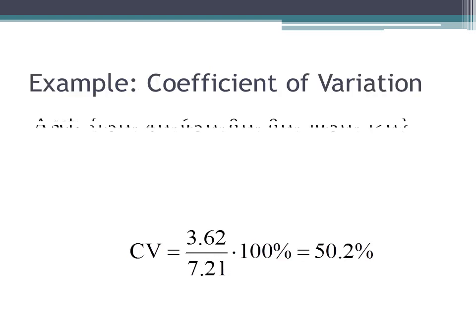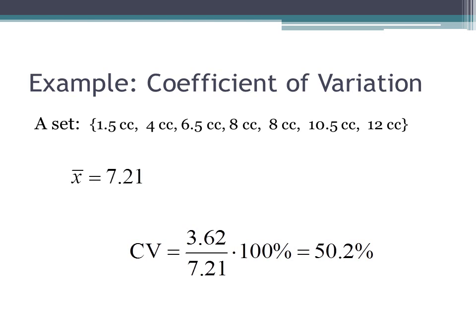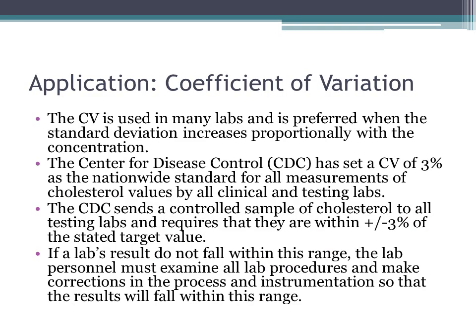As an example, if we go back to our data set, our past calculations, we found the mean to be 7.21 and standard deviation is 3.62. So our coefficient of variation is the ratio of the standard deviation to the mean, which is 50.2%. Coefficient of variation is applied in many scenarios where different data sets are found with different means and standard deviations.